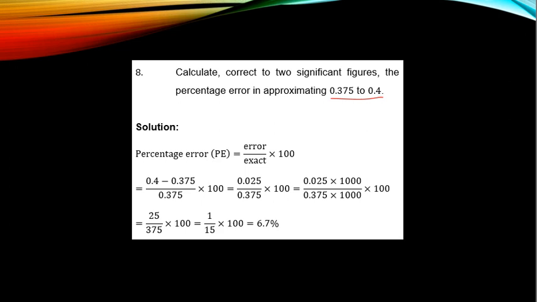All right, percentage error, as stated, is error over exact times 100. So the error in this estimate is 0.4 minus 0.375 over 0.375 times 100. If you do the subtraction, you have this.